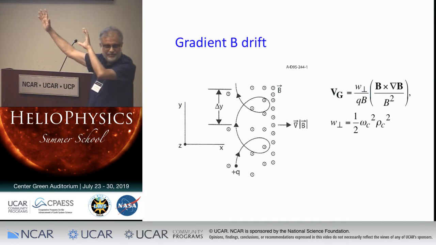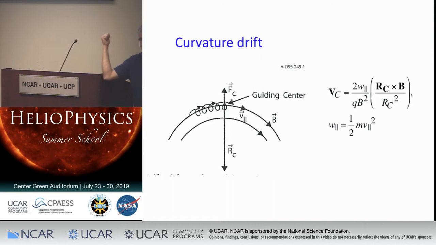And as you know, magnetic field lines can also curve. So they can have curvature. And that then leads to another class of drifts. This is field lines which are curved with a certain radius of curvature, which is infinity if the field lines are straight. But this has a finite bend.